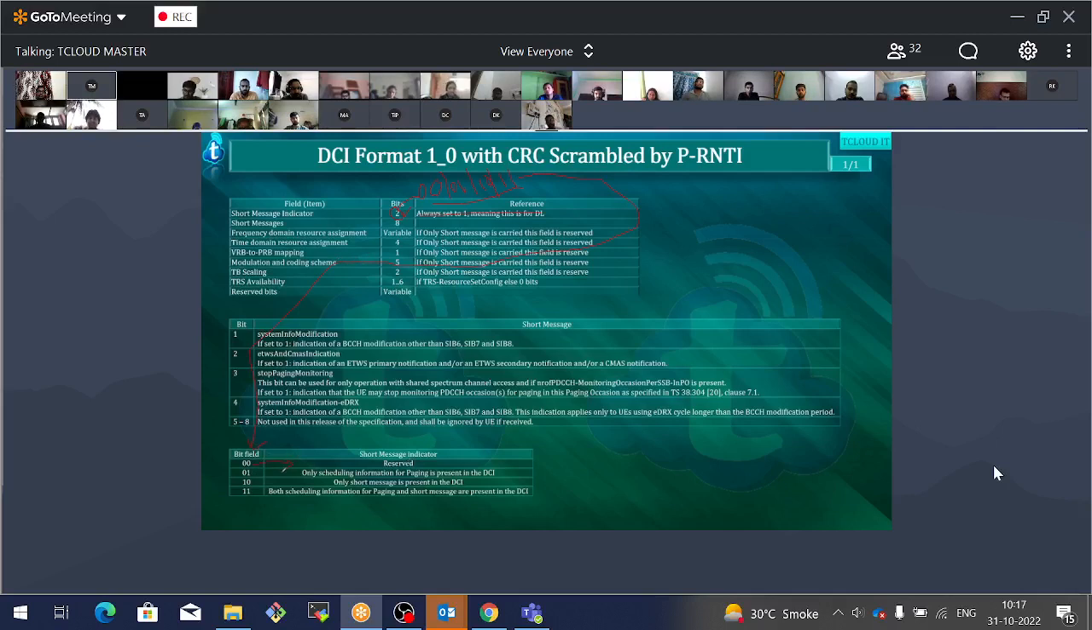00 means reserved. 01 means it is telling you only scheduling information for paging is present in the DCI. 10 means only a short message is present in this particular DCI. 11 means both scheduling information for paging and a short message are present in the DCI. Both are present. So three valid values. What is the difference between these three valid mechanisms?